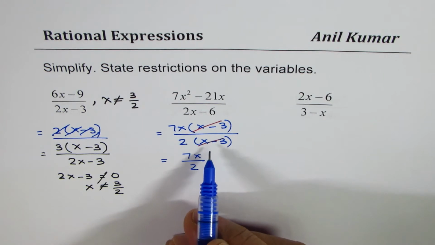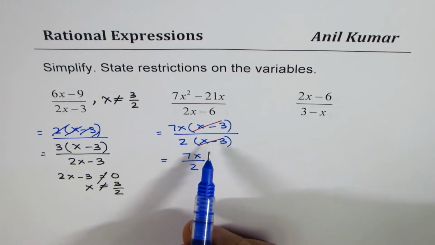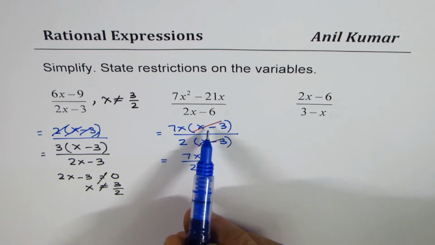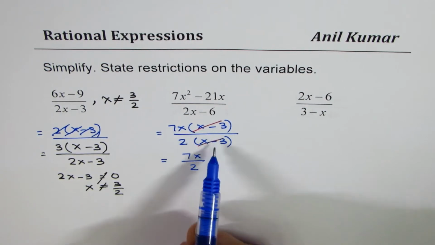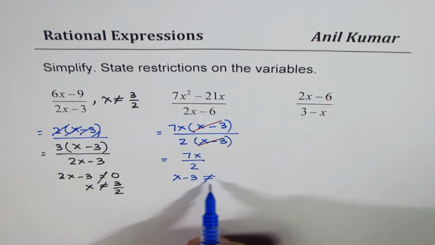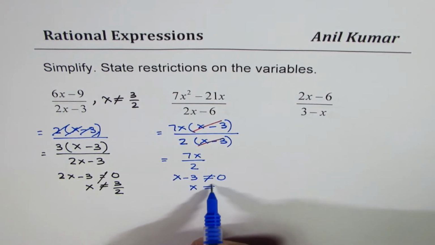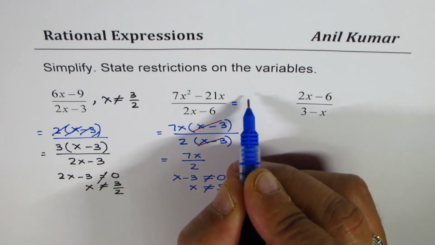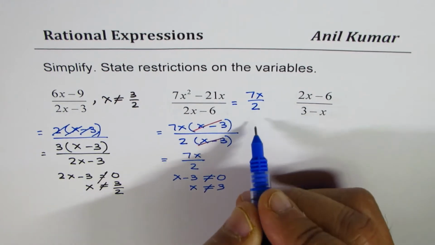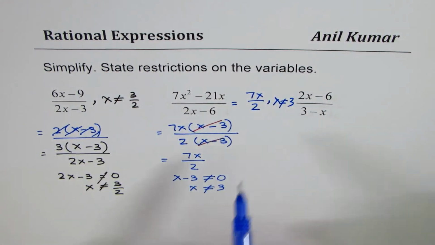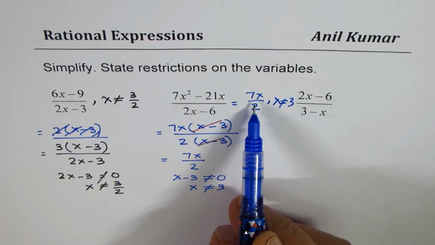Now tell me, what are the restrictions on this? Well, if you look at 7x over 2, you may not find any restriction. What you should do is, you should check before cancelling the common factors. So you know x minus 3 should not be equal to 0, and that means x is not equal to 3 is the restriction. Do you see that? So you can write this as equal to 7x over 2, where x is not equal to 3, correct? Now it is an equivalent expression.